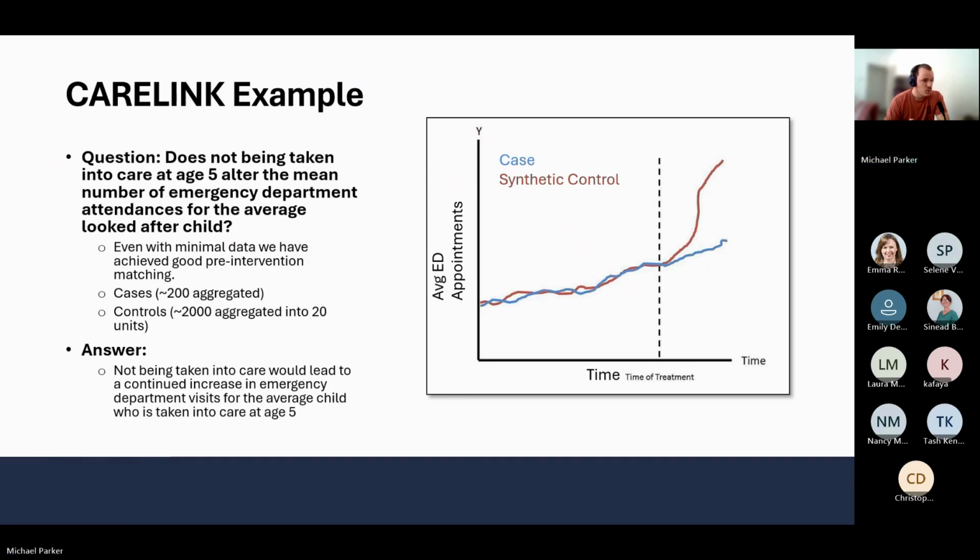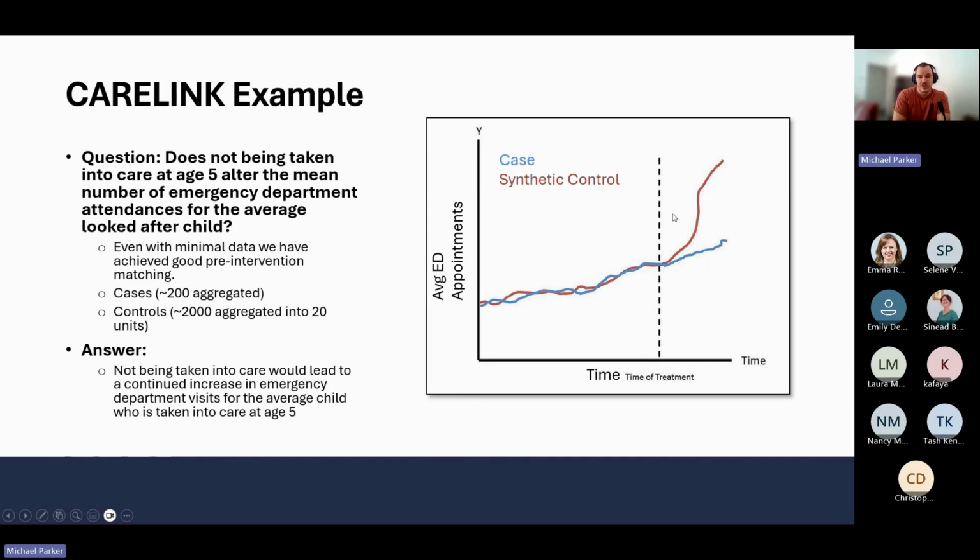And what it produced was a plot rather like this one on the right, where we see in our pre-intervention we have decent matching, and then by our post-intervention we get a bifurcation. And what it suggested was that the average child that went into care had fewer emergency department visits each year in the follow-up than the same child who didn't go into care.